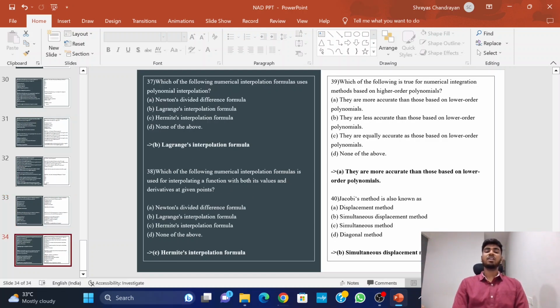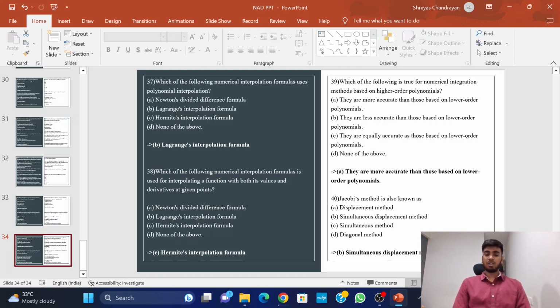Question number 37: which of the following numerical interpolation formulas uses polynomial interpolation? A, Newton's divided difference formula; B, Lagrange's interpolation formula; C, Hermite's interpolation formula; D, none of the above. So the correct option is B, Lagrange's interpolation formula. Question number 38: which of the following numerical interpolation formulas is used for interpolating a function with both its value and derivatives at a given point? So the correct option is C.